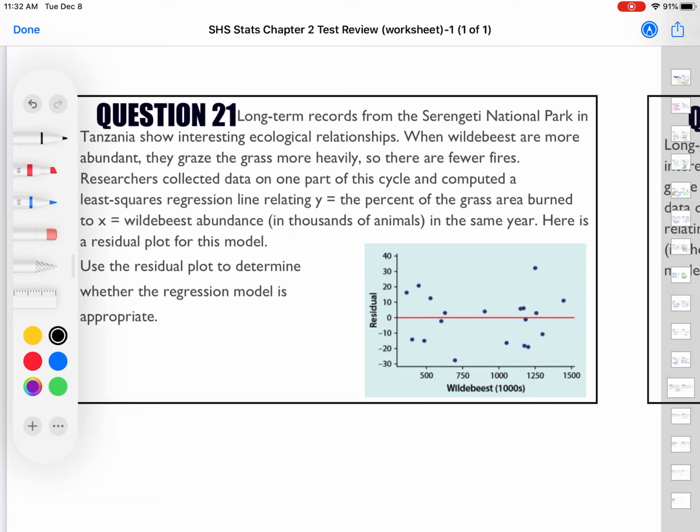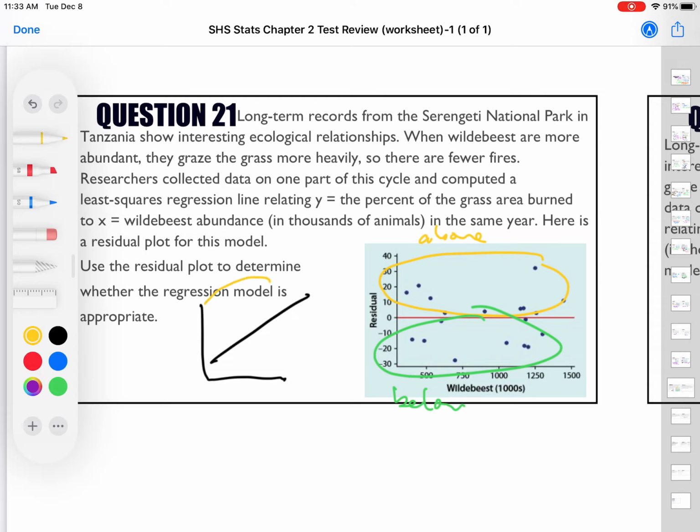Here's the residual plot of the data. Use the residual plot to determine whether regression is appropriate. Okay, so remember, the red line is 0, which means it's exactly on. These are actually above, and these are below. You don't need to, but I'm just trying to help you understand. Okay, this was the least squares regression line, right? The yellow I just did is above, and the green is below. The data is there. So in residual plots, we want to figure out, is it scattered?